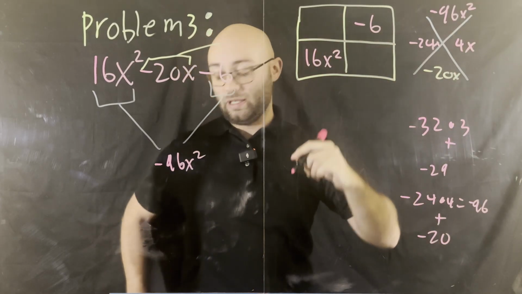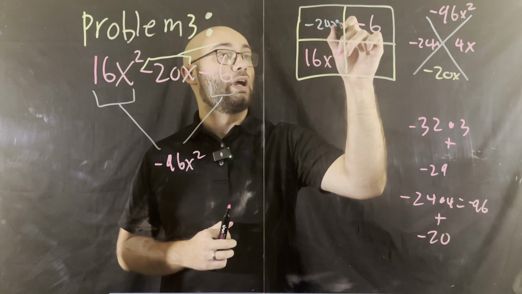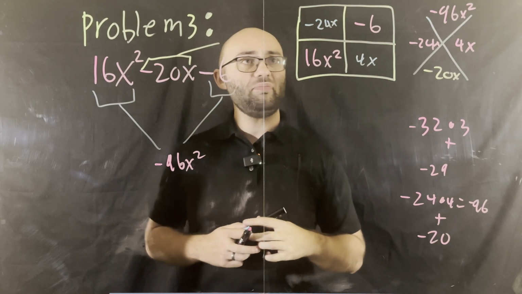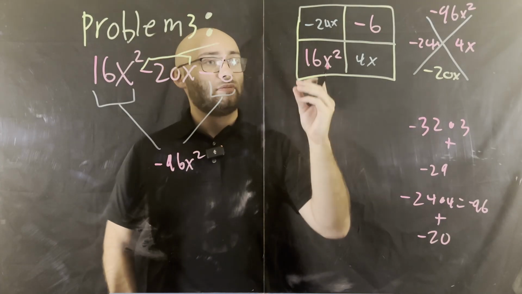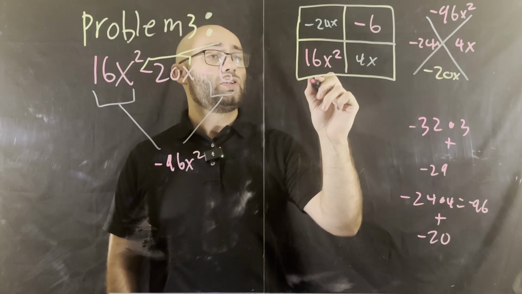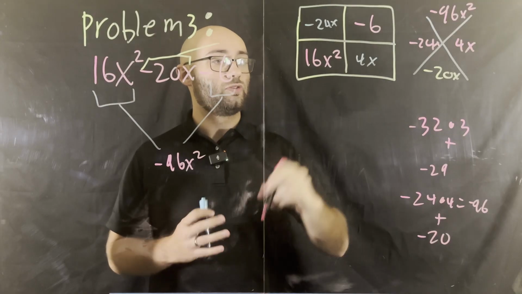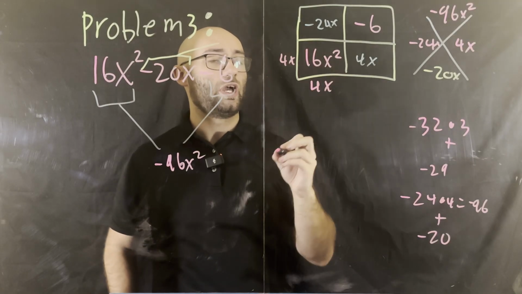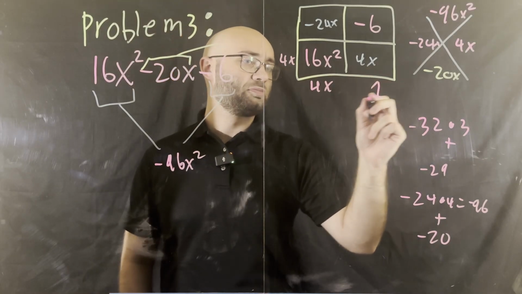So let's come over here and plug them in. Let's write them in a different color. Negative 24x and 4x. Okay. Now we need to find the combinations for the height and the base of our generic rectangle. So two numbers that multiply to 16x squared. Well, let's do 4x and 4x. Okay? 4x times what gives us 4x? 1 does. Okay?